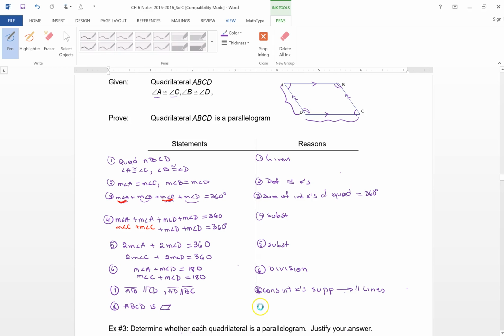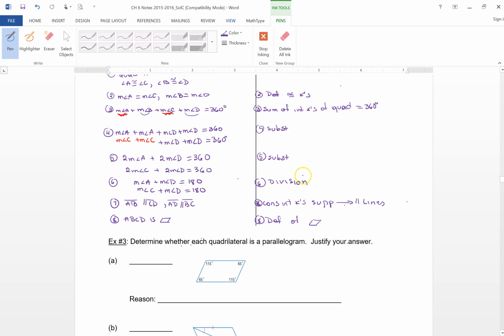This is 7 and this is 8 because of the definition of a parallelogram. So when we have to prove that something is a parallelogram, we want to use the definition. So at the end of the day, you want to show opposite sides parallel. All right, let's do one more.